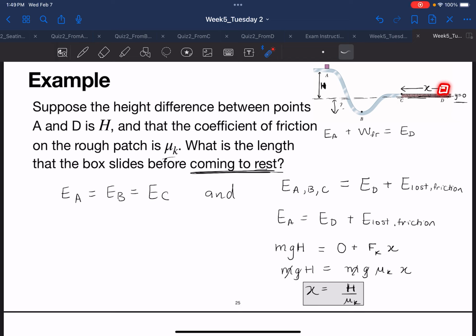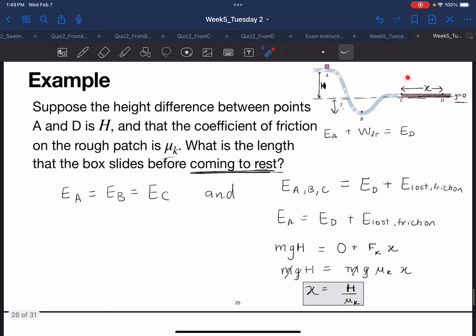Why is that? Well, we know the block is at y equals 0, so the potential energy at that point is 0. We also know that the block comes to rest. Well, then the kinetic energy has to be 0. So there's no mechanical energy in the block when it comes to rest at this point. So we plug in a 0 for that. And then we add on what energy we lost due to friction. And that is just F dot delta x.